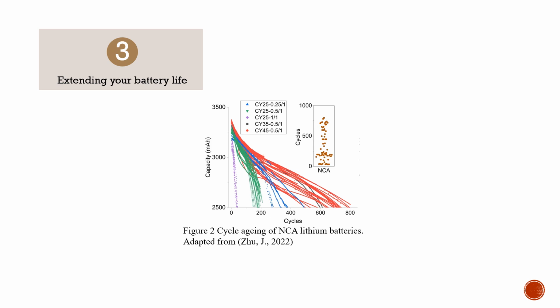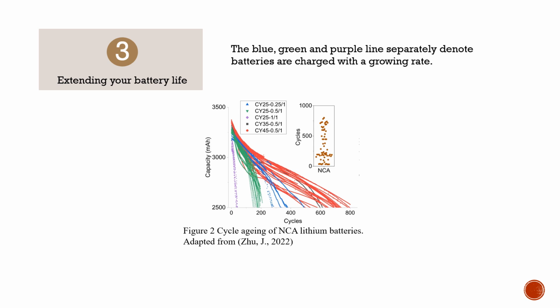This is another image. Although it looks very similar to the previous one, this is an experiment for another type of battery. The last one is NCM, and this one is an NCA battery. Of course, they are all lithium batteries. And you can see here the blue line, the green line and the purple line separately denote batteries charged with different charging rates. The blue one is with the lowest charging rate. The purple one is with a 1C rate.